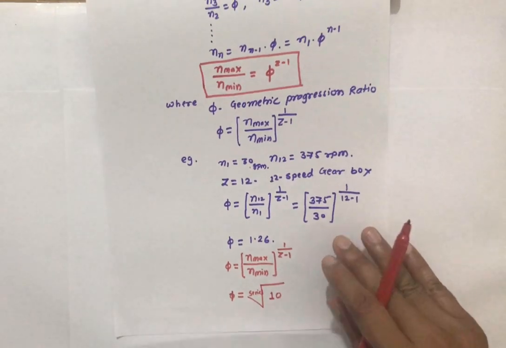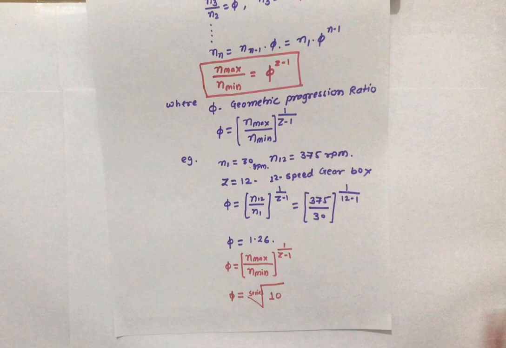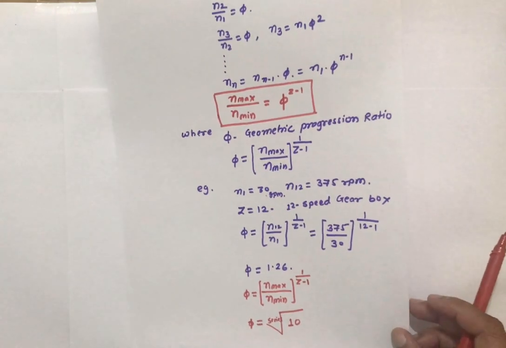Another formula to calculate phi, the geometric progression ratio, is that phi is equal to the series root of 10. So you will be given a different series, you have to put it here and calculate the root of 10 with that series.